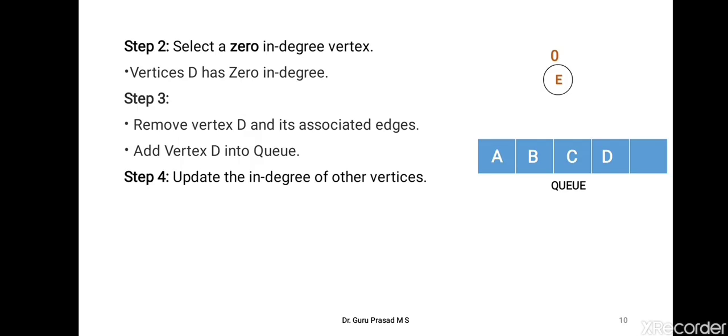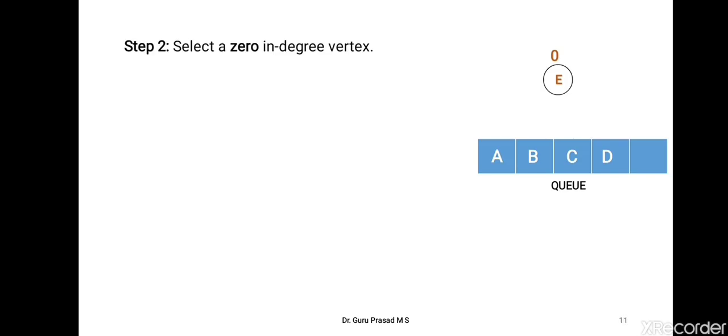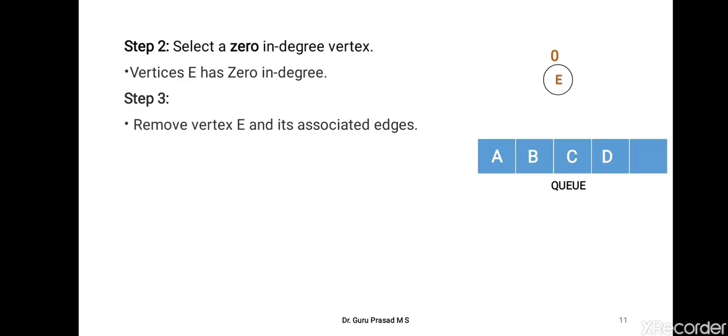Right now 4 vertices are added into the queue, so I am going back to step 2. Step 2. Select a 0 in degree vertex. Vertex E has 0 in degree. Step 3. Remove vertex E and its associated edges. I am removing the vertex E.